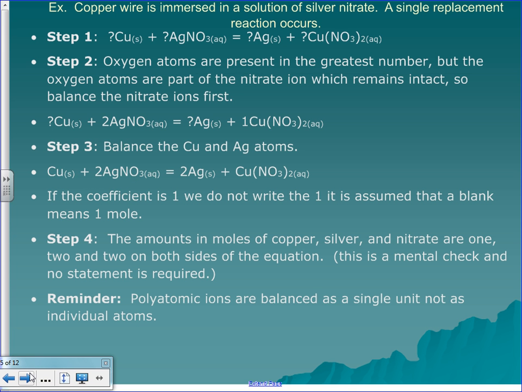So example here, we've got this reaction. Copper solid reacts with silver nitrate that is aqueous, or dissolved in water, to produce solid silver and a solution of aqueous copper nitrate, copper(II) nitrate in this case. All right? Now it says oxygen atoms are present in the largest number. Thankfully, those oxygen atoms are part of what ion?